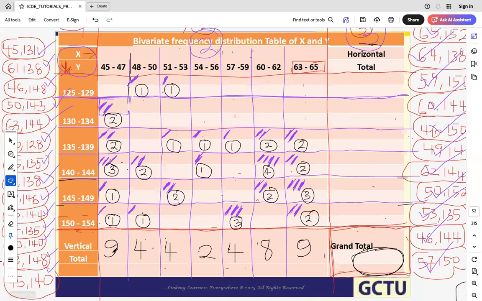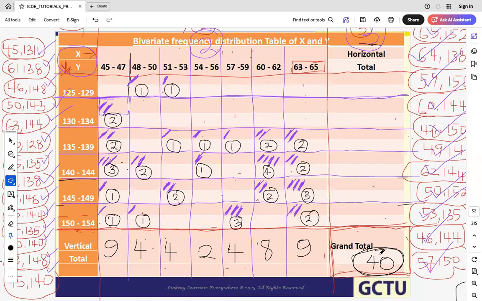So let's check. 9 plus 4 is 13. 13 plus 4 is 17. 17 plus 2 is 19. 19 plus 4 is 23. 23 plus 8 is 31. 31 plus 9 is 40. So it means that we have been validated as right. All the activities we were doing here, we have counted them and arranged them very well. So we are having 40.